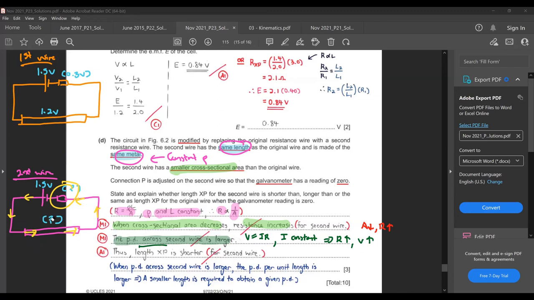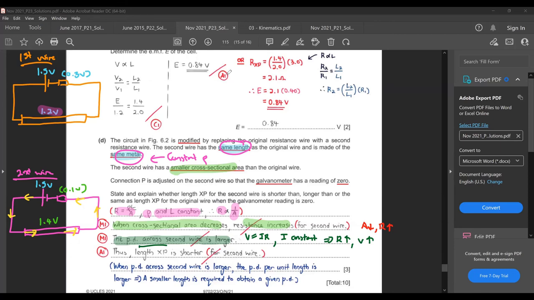What that could mean then is that rather than having, say, 1.2 volts right now for the first wire, since your resistance has increased, your PD is now larger. You could probably be having, for example, 1.4 volts here. And then this one is 0.1 volts.